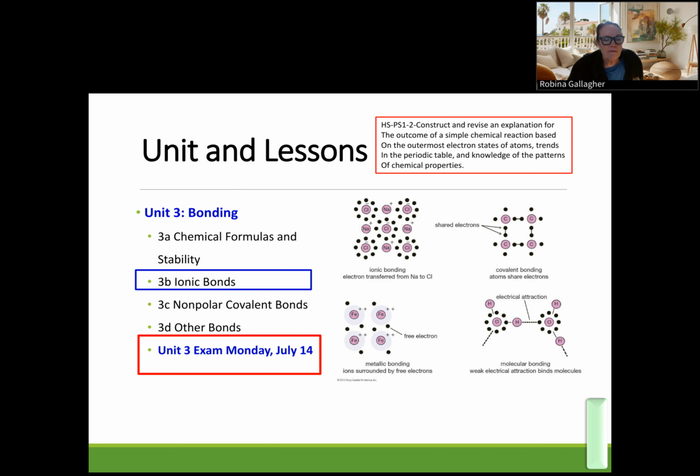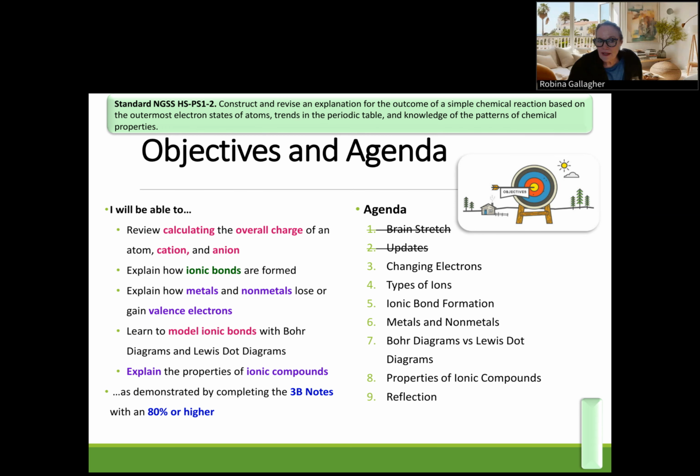We are exactly in the middle of Unit 3. Remember that Unit 3 is all about bonding. It's super short notes, super short unit. Yesterday we talked about chemical formulas and why things bond in order to become stable. Today we're going to talk about ionic bonds, and then we'll talk about covalent bonds tomorrow. Friday we'll talk about a couple other types of bonds, and then on Monday we'll have our exam.